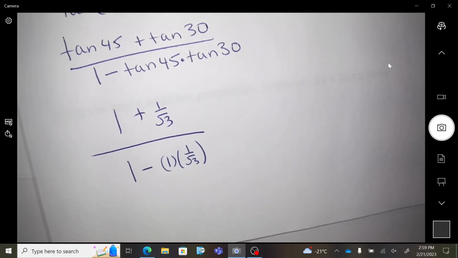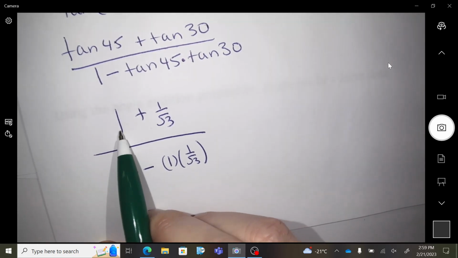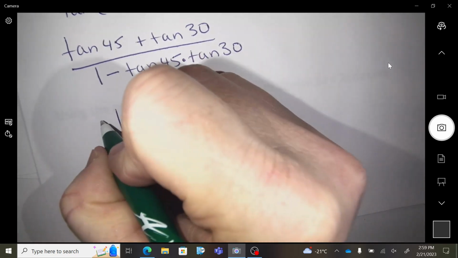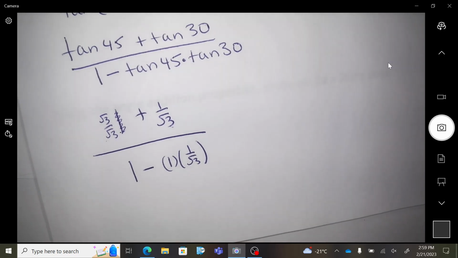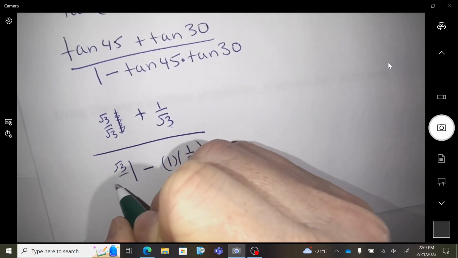Okay, now we're going to be adding fractions. So that means I need to have stuff with the same bottom. How could I change 1 so that I match the bottom of this? Root 3 over root 3.